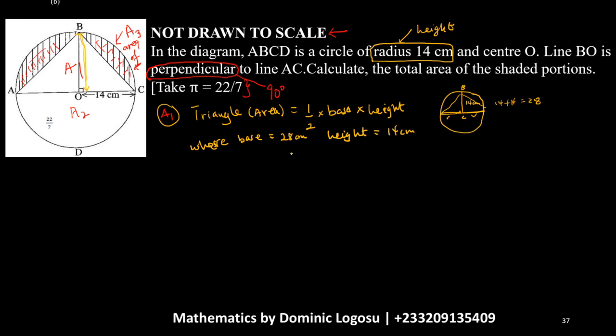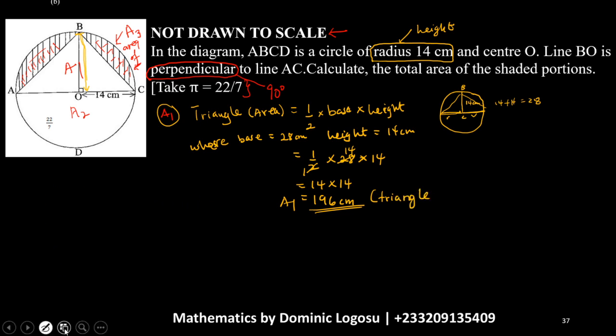I'm going to fix in the values, so it becomes half of what? 28 times what? 14. Okay, so remember it's multiplication throughout, so we can cancel. So 2 goes here, 1, 2 goes here, 14. So we have 14 times what? 14 times 1. It will be the same thing, so we don't have to really bother about it. And that gives us 196 centimeters squared. Okay, so this is our area for what? The triangle.